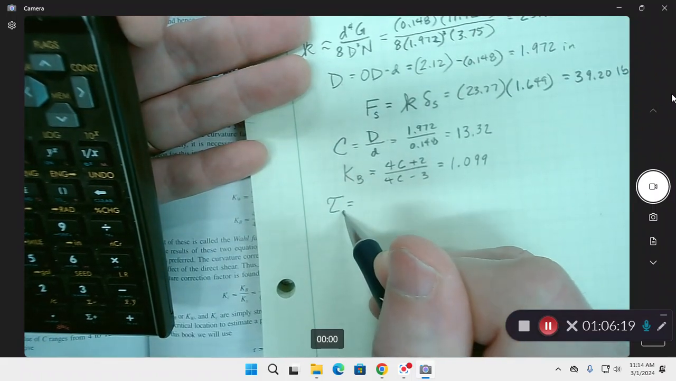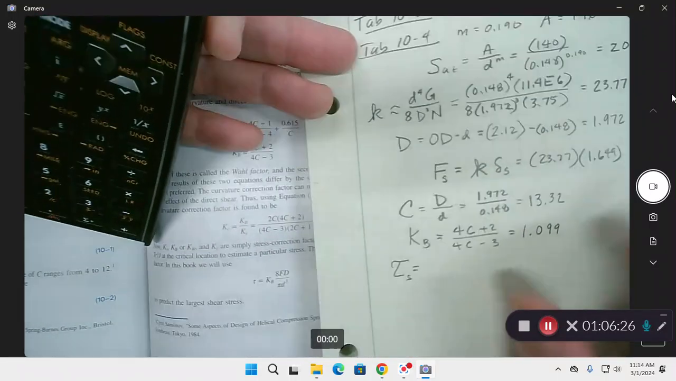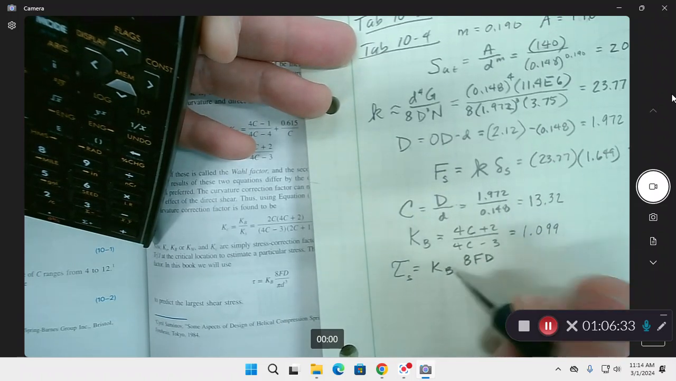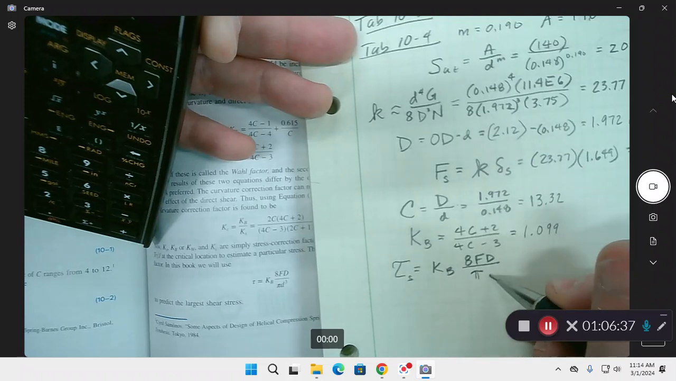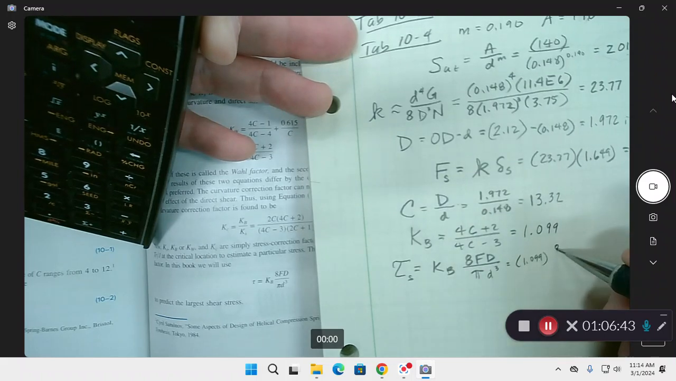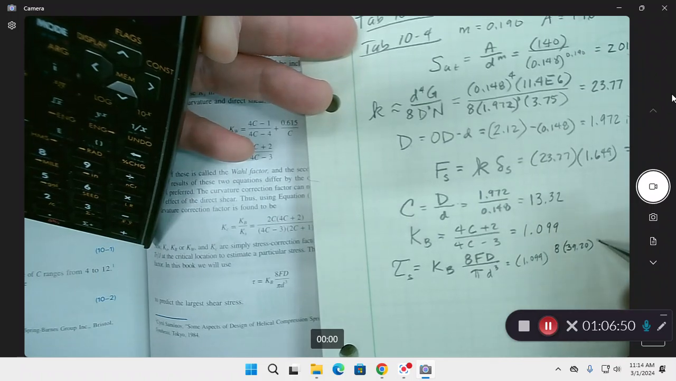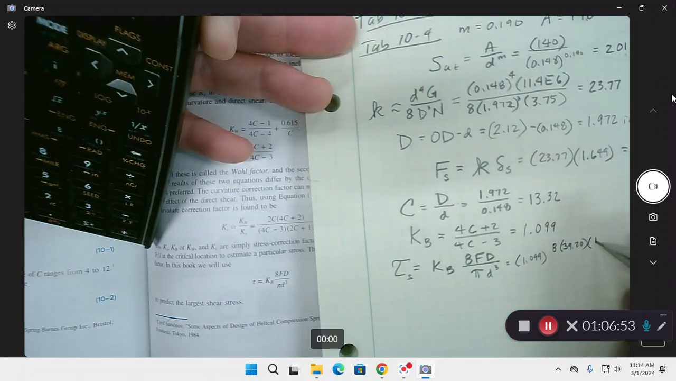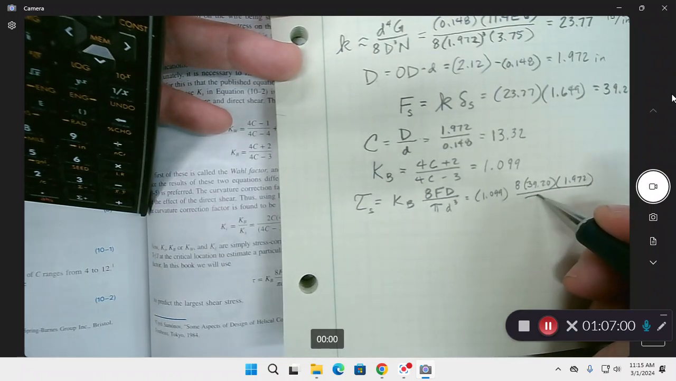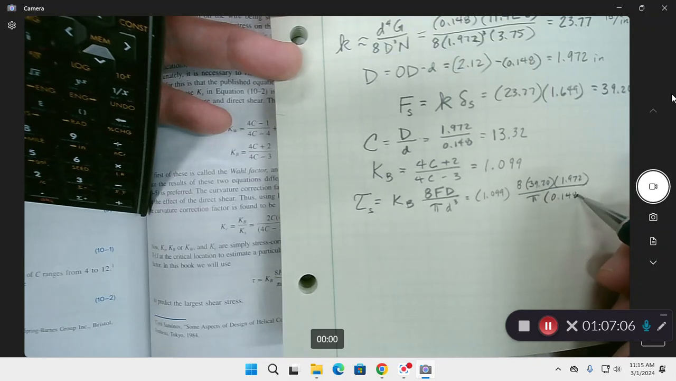We get the tau. We call it the solid tau, being KB times 8FD over pi d cubed: 1.0998 times 39.20 and 1.972 over 0.148 cubed.